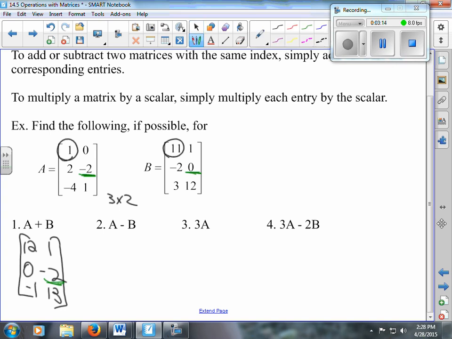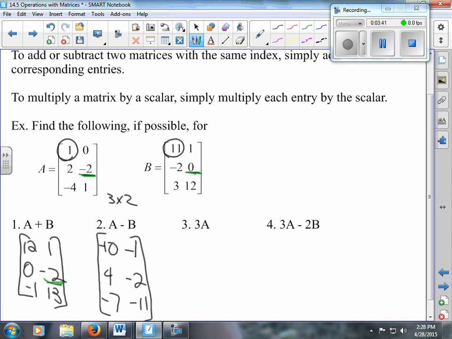Similarly, you can do that with subtracting the entries. And so if I take the A entries minus the B entries, well, in my row 1, column 1, I get 1 minus 11, that's negative 10. 0 minus 1. Negative 2 minus negative 2 is 2 plus 2. Negative 2 minus 0. Negative 4 minus 3. And 1 minus 12.